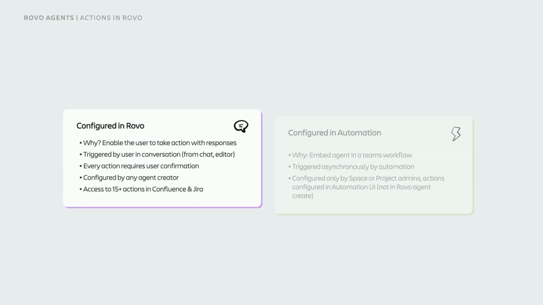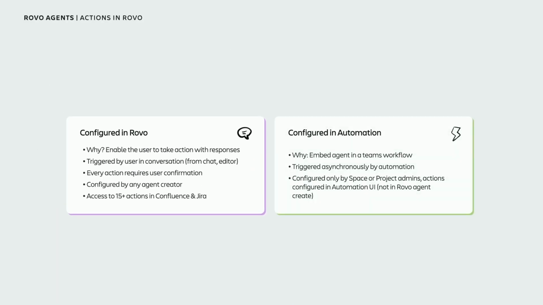Now, the next thing is a little bit more complex. Jensen showed you why you would configure actions when you're in the Rovo agents. The other place you can configure actions is inside your automation rules. So let's contrast why you choose one over the other. You want to choose the automation rule if you want to embed the agent in a repeatable workflow.